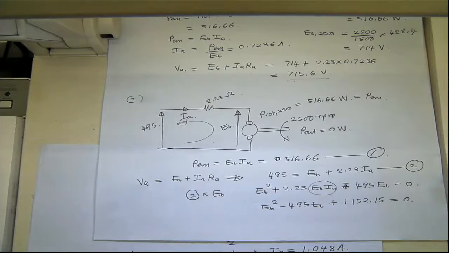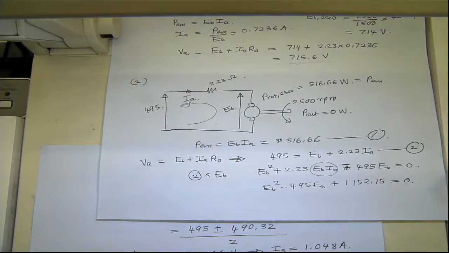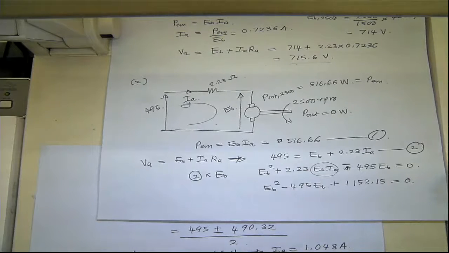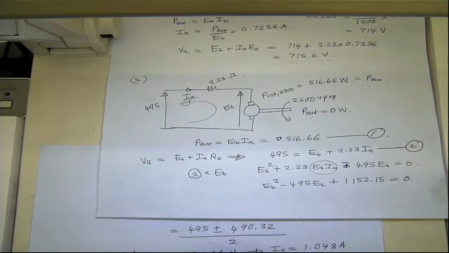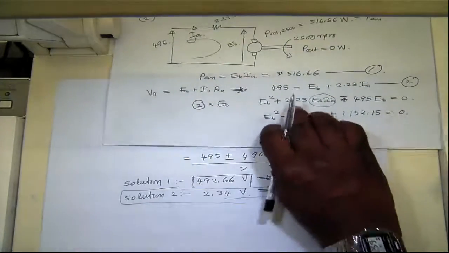So the question says to determine the field weakening mode operating condition to achieve the no load speed of this. So then we have to figure out the field current as well. So now we are achieving this much back EMF. This is the back EMF value.